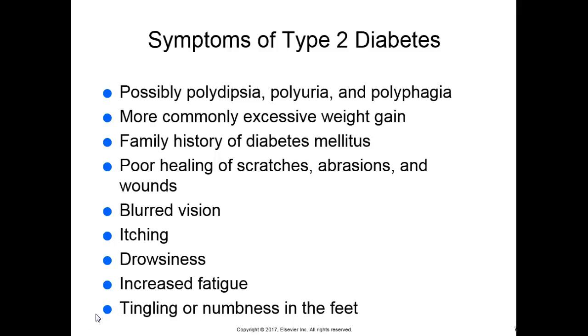People who develop type 2 diabetes may possibly be experiencing polydipsia, polyuria, and polyphagia, but more commonly seen is excessive weight gain. Patients also usually have a family history of diabetes mellitus. You may see that they have a poorer healing of scratches, abrasions, and wounds, and quite frankly, even with type 1, we find that people with diabetes are prone to have infections, delayed wound healing, and vascular disease.